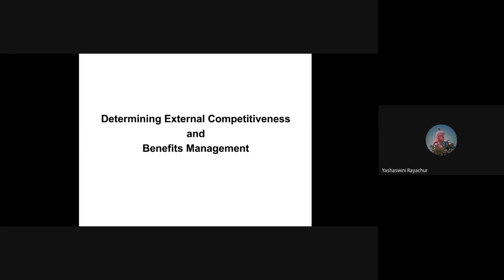In your module 2, if you just recall it, we went through internal alignment, where we used to see how best any organization is capable of paying compensation to the employees, and how best the internal structure of the compensation has been constructed so that all the employees are satisfied and motivated enough to give their productivity and also help the organization reach its objectives, whatever has been set.